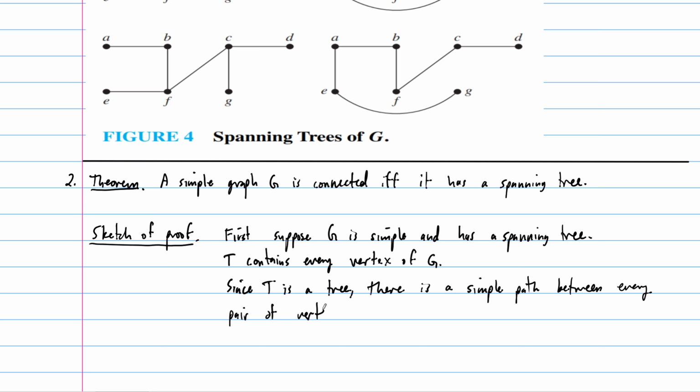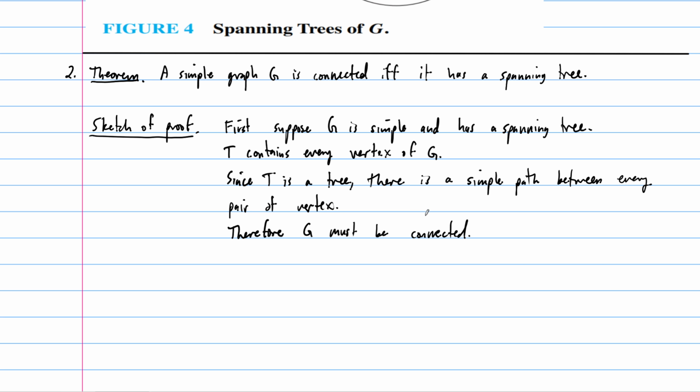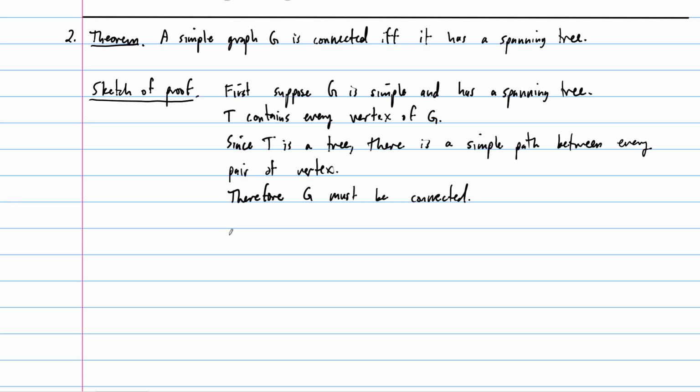Now, this is important because what does it mean to be connected? Well, connected means that there's a path between every pair of vertices. It doesn't have to be simple, right? And so therefore, this G must be connected. So this direction is very straightforward, right? So therefore, G is connected. All right, so there's one direction. In the other direction, we have to suppose that our graph is connected and try to argue that it must also have a spanning tree, right?